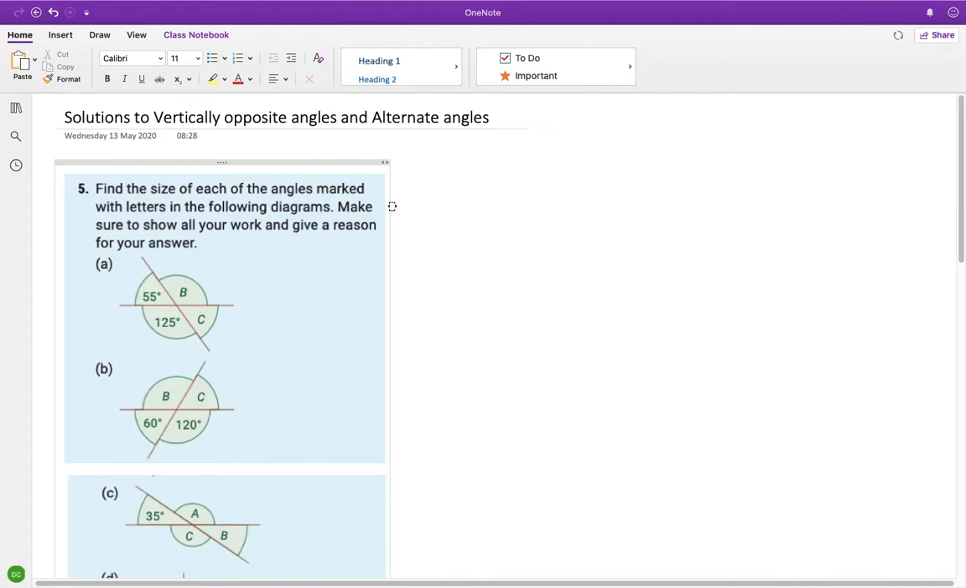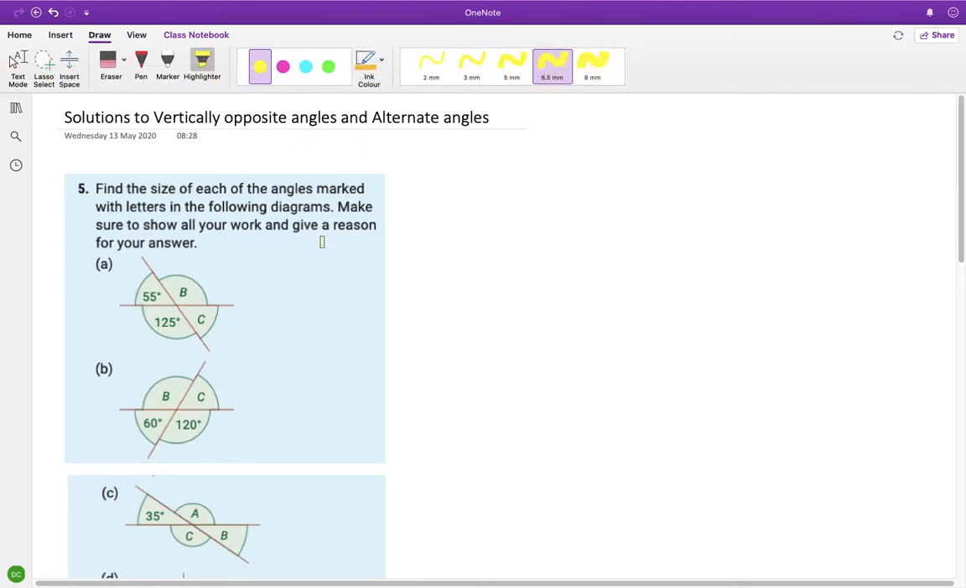Looking at the homework from Wednesday. So we did vertically opposite angles and alternate angles. Now, some of you may have come up with different ways of doing these. So just for the first one, I'm going to talk about all the ways of doing it. And especially when these get more complicated, there's always a couple of ways to solve them, and they're all equally as valid.